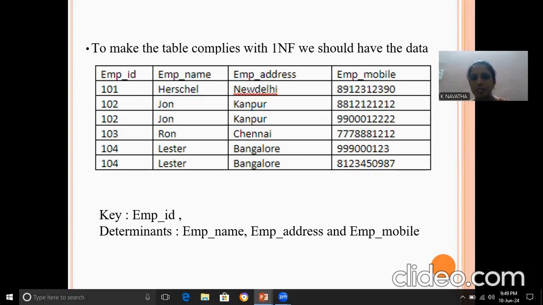Single atomic value means single value. The table should contain single values. So the multiple values will be divided into single values for the first normal form. Now, what are the keys here? Employee ID. Employee name, employee address, and employee mobile are the determinants for the employee ID.